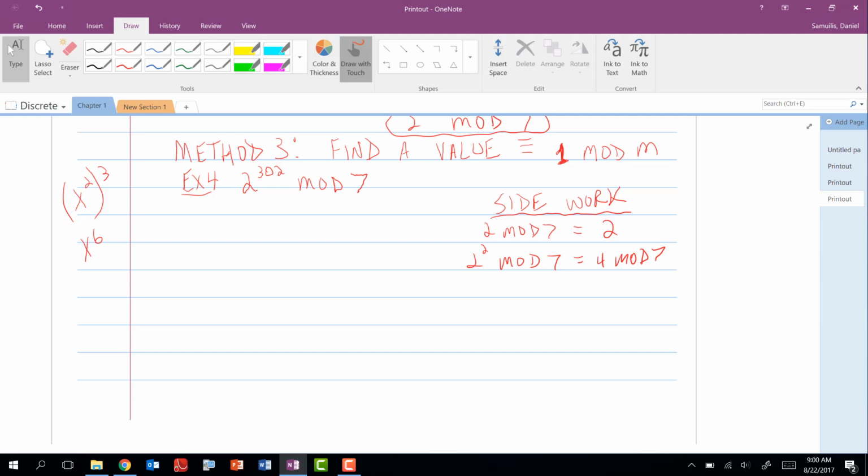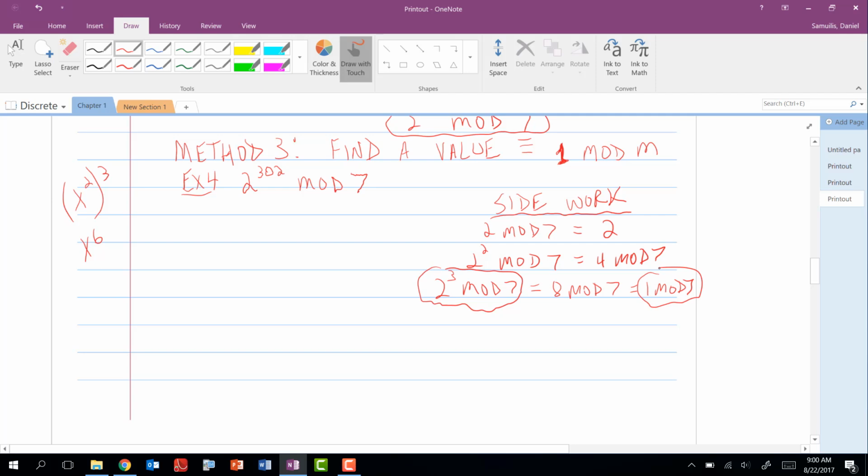Okay, so what's 2 to the 3rd, everybody? 8. What is 8 mod 7? What's 8 mod 7 actually equal to? How many times does 7 go into 8? 1. And then what's the remainder? 8 mod 7 is equal to 1 mod 7. So ultimately, 2 to the 3rd mod 7 equals 1 mod 7.